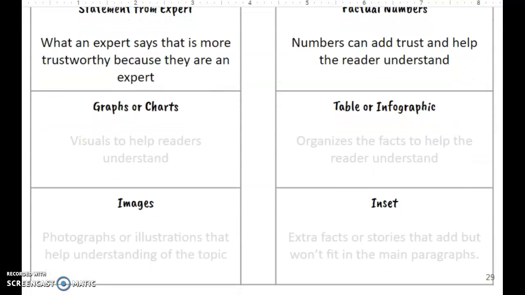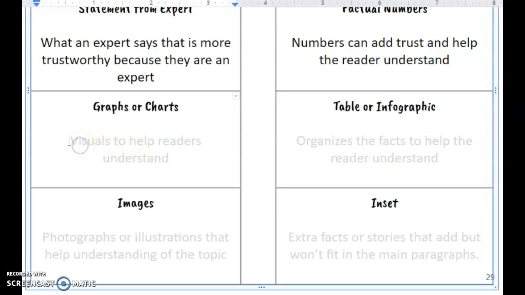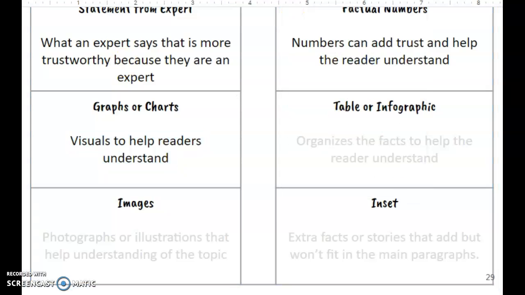So for more ways that authors support their opinions and claims, they can use graphics and charts. And visuals help readers understand. If there's a pie chart that shows me things, if there's a column chart that lets me know how many people have earned a badge in a given topic, that helps me understand what's going on.